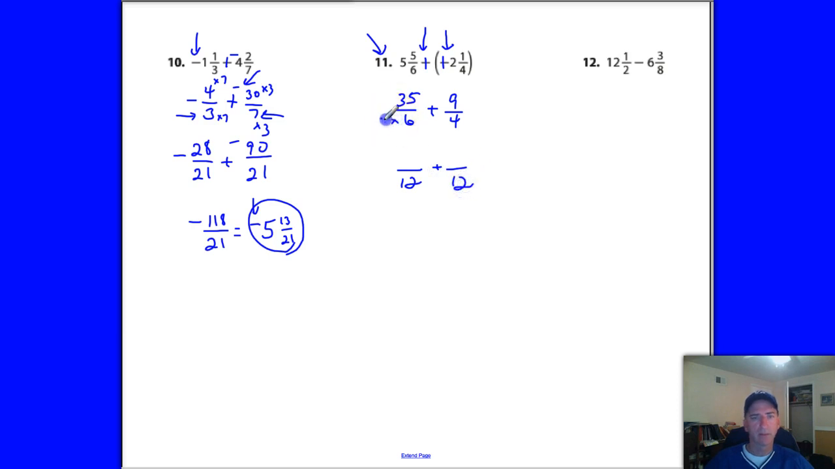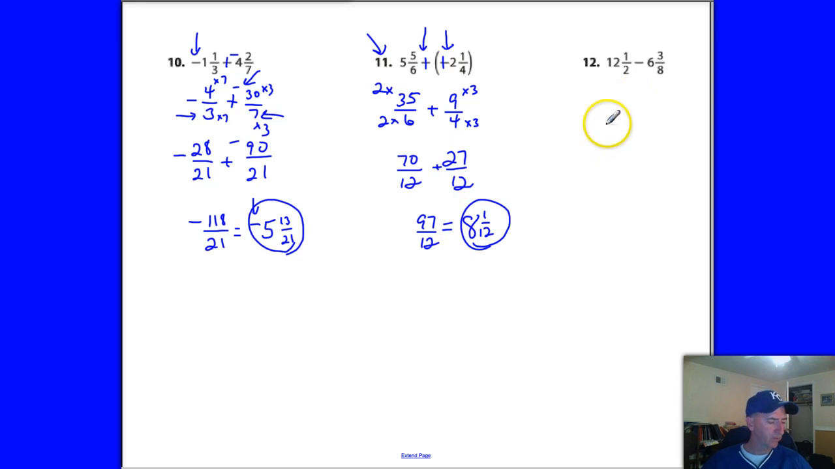All right, so I'm going to multiply that by 2 and that by 2. And I'm going to multiply, and that 35 times 2, by the way, comes out to be 70. And I'm going to multiply this times 3 and this times 3. That's 27 over 12. Okay, add the numerators up. You get 97 twelfths. And 12 goes in there 8 whole times with 1/12 left over right there. Okay? Hopefully you get the idea.